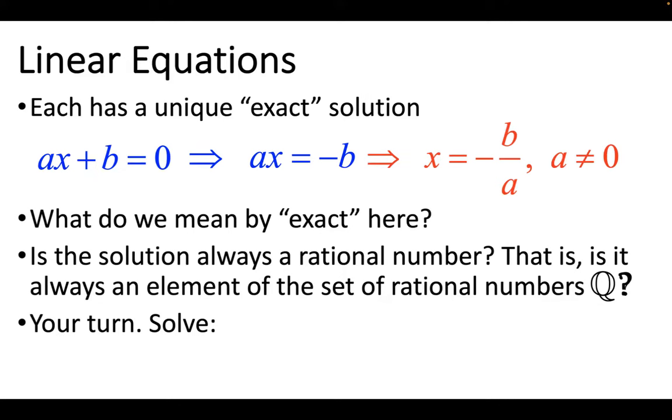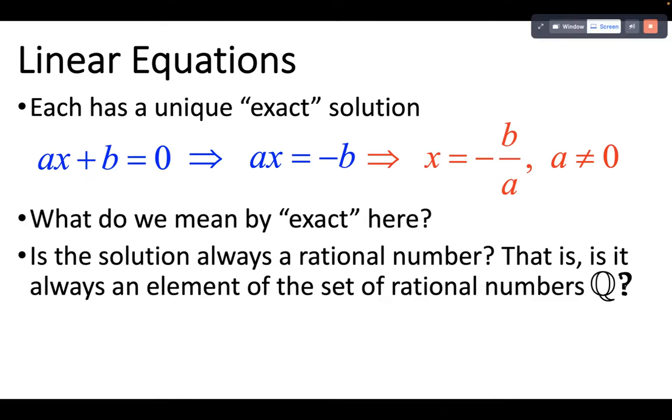Well, the answer is it depends. It depends on whether a and b are integers, rationals, or possibly even irrational numbers. Nothing says a and b couldn't be irrational numbers here, square root of 2 or pi. They could be. And then if they were, this would possibly no longer be a rational number. Though usually for most applications, a and b are even integers. So in that case, the solution would be a rational number.